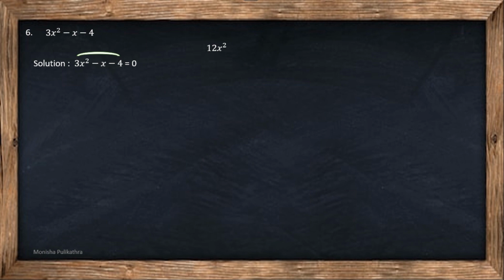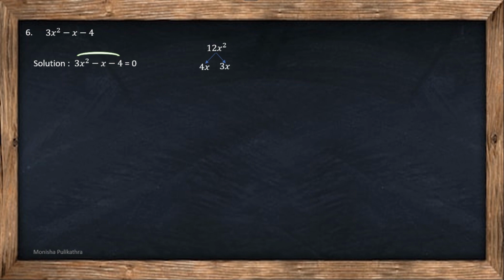Next what we have to do is replace the middle term by two separate terms. How do we select the two separate terms? The two separate terms should satisfy two conditions. When you multiply the two numbers, you need to get this 12x square, and when you add or subtract those two numbers, you have to get the middle term. So the two numbers are 4x and 3x.